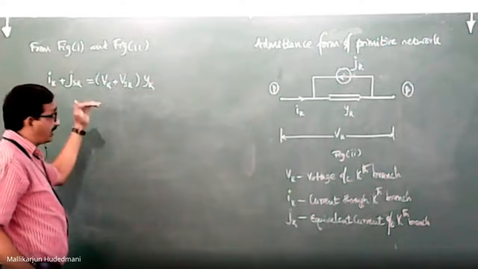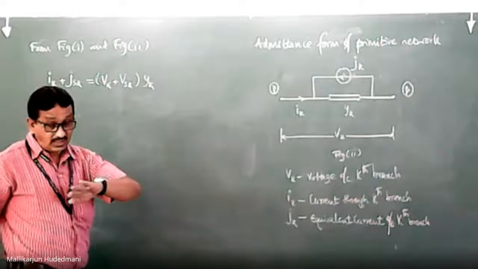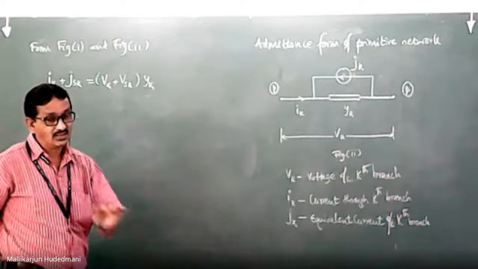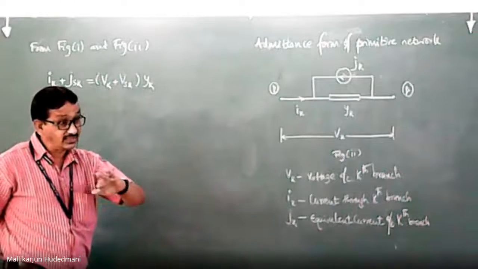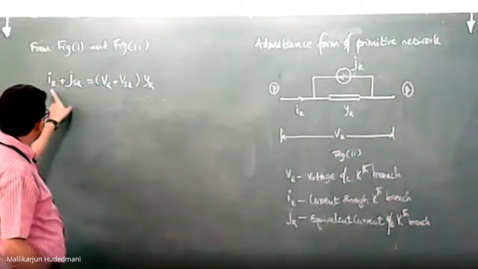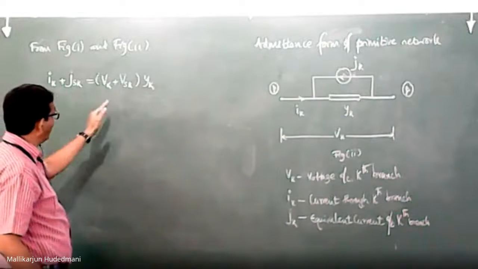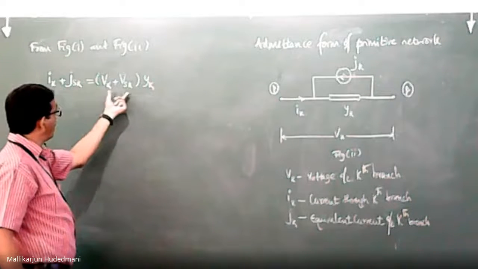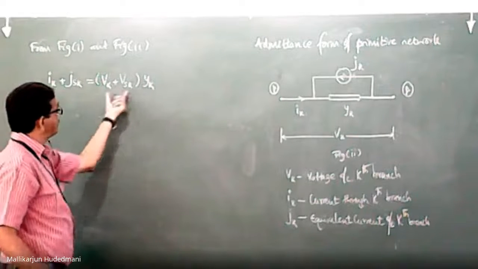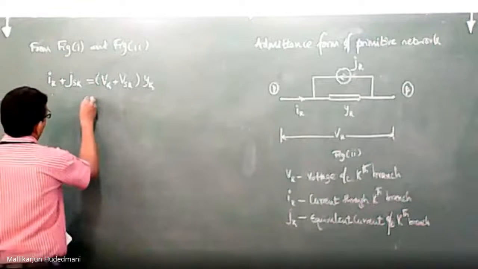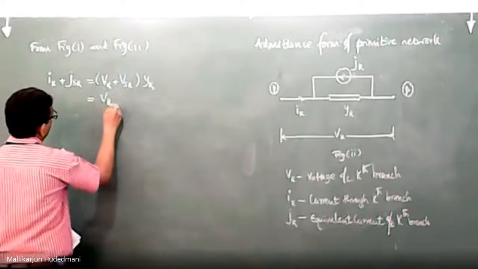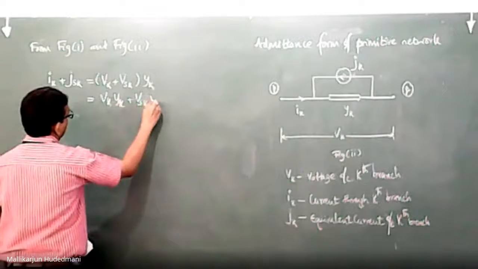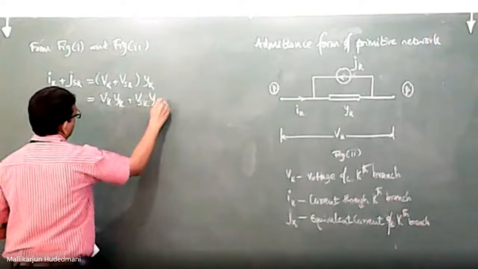So the sum of the incoming current is equal to the sum of the current going out. Like a KCL, it is called power invariance. Incoming power must be dispensed to the network. Like that, IK plus JSK entering has to be dispensed on the other side, which is dispensed as VK plus VSK into YK. Now I will simplify this. This will be equal to VK YK plus VSK YK.